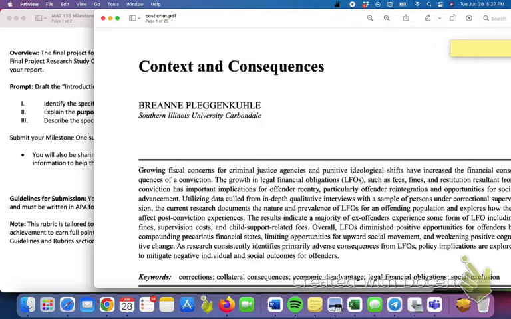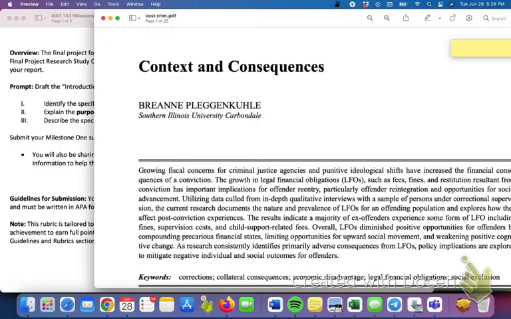And the researcher wanted to see what the impact of those fees and fines and all of that had on somebody that is convicted of a crime. Not all of them went to prison, some did, but not all of them. They were all convicted of something and had these fines to pay. And so the researcher just wanted to see what is the impact on these people that are convicted.